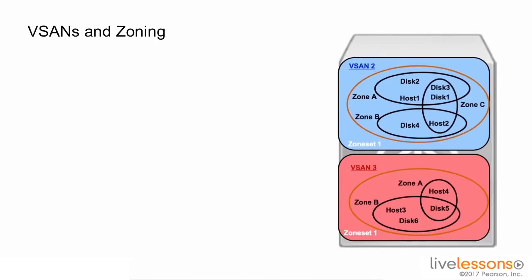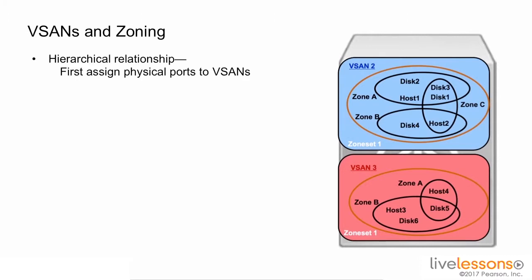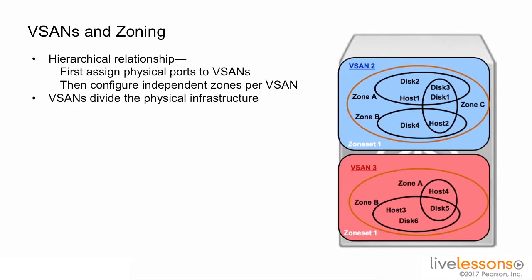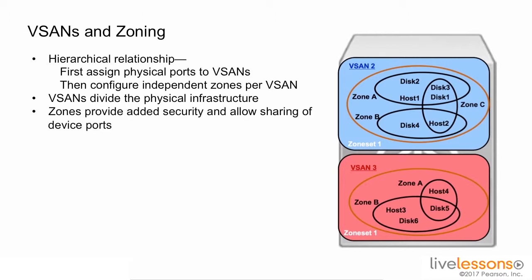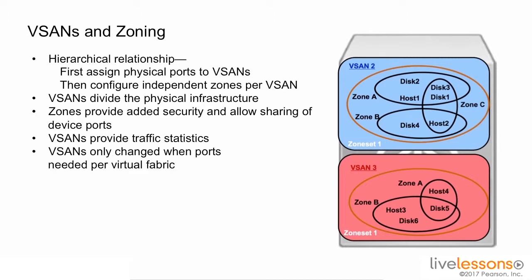Finally, we're going to talk about zoning in the next lesson, but vSANs and zoning are very complementary to each other. First, you assign physical ports to a virtual storage area network, and then you configure the security or the zone per vSAN. vSANs actually divide the physical infrastructure, and zones provide added security and allow sharing of device ports. You can actually see traffic statistics per vSAN, and vSANs only change when you add or remove ports to a vSAN. And zones can change frequently.